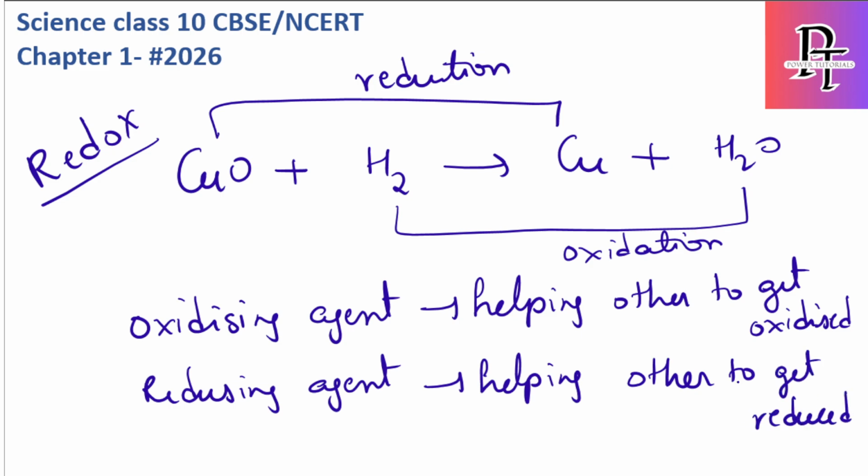So in this reaction, hydrogen is helping copper oxide to get reduced. So the reducing agent here is hydrogen. Copper oxide is helping hydrogen to get oxidized, so the oxidizing agent here is CuO. Which is getting reduced? It is CuO. Which is getting oxidized? Hydrogen. But what is the agent which is helping copper oxide to get reduced? Hydrogen. So H2 is the reducing agent.